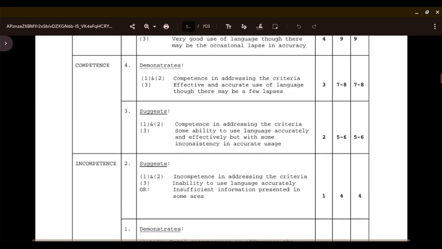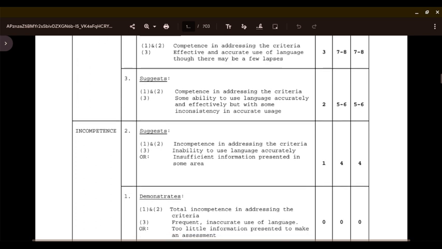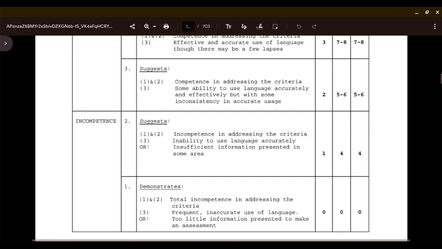Incompetent means you pretty much suck at it. I am so sorry if that hurt you, but you kind of need to know if you suck at it. So incompetence means you really suck at it. Okay, so we have tier one, which demonstrates that you suck at it. Tier two suggests that you may suck at it. So there's hope for you to get to tier three. And let's look at the breakdown.